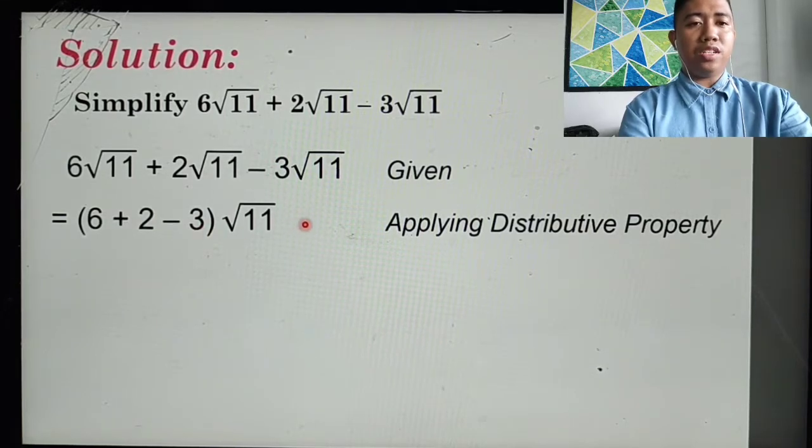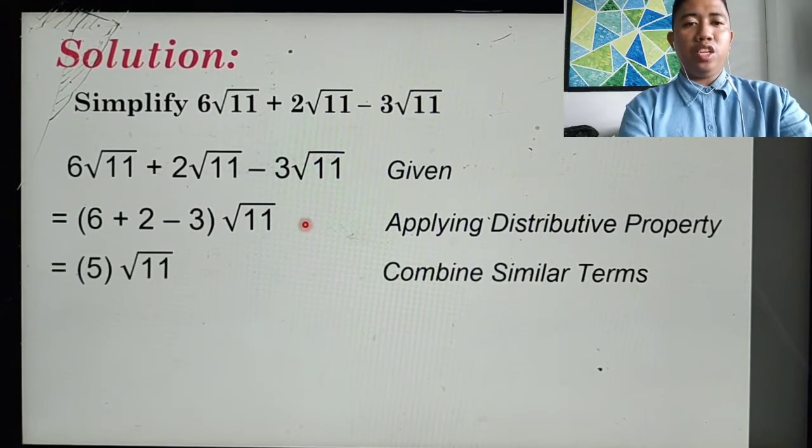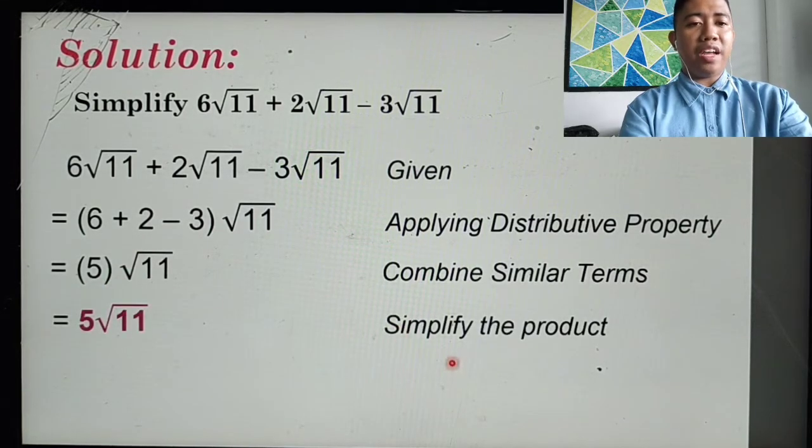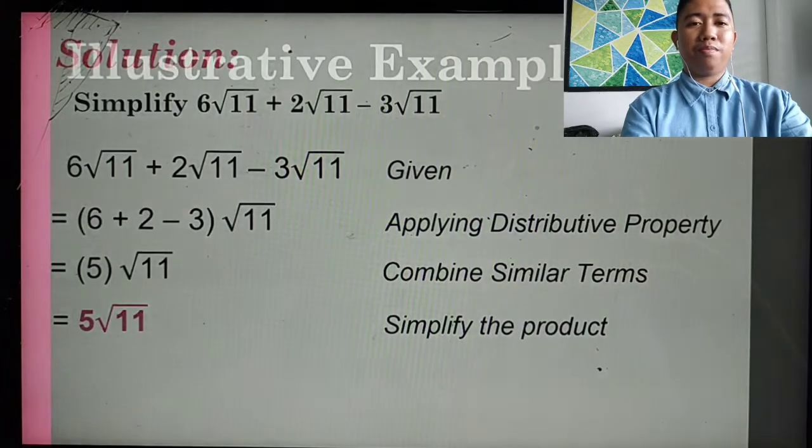So this is the process of applying distributive property. After that, you will be going to combine similar terms. So inside the parentheses, we have 6 plus 2, it becomes 8, 8 minus 3, it becomes 5. That is 5 times the square root of 11. And after that, you will be going to simplify the product by eliminating the parentheses. So it becomes 5 times the square root of 11, and that is our answer. Let us proceed to the next example.